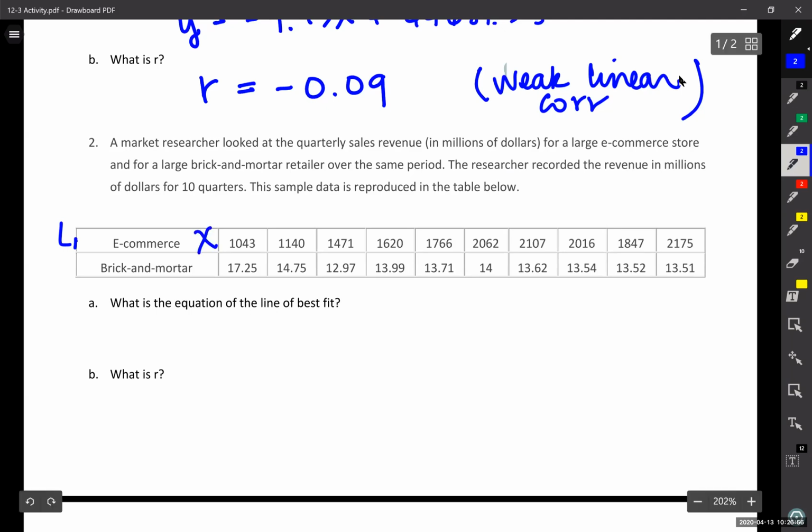And then our brick and mortar will be L2. That will go in the L2 of your calculator, that's our Y's. And so in this one, our A was really tiny. And I like to always have at least one non-zero digit.